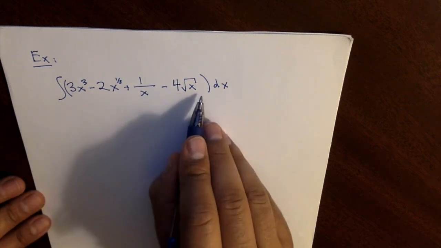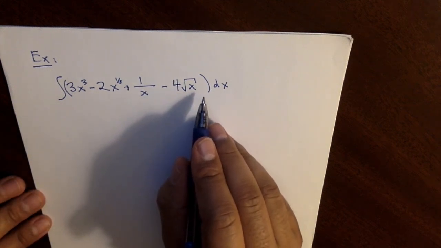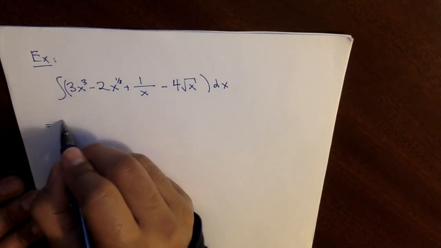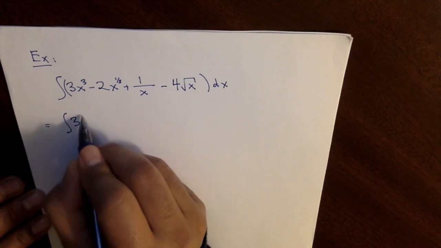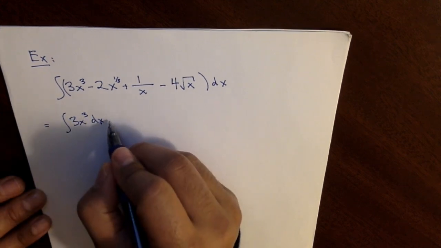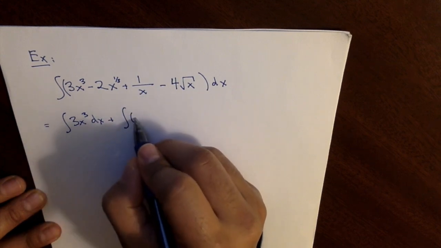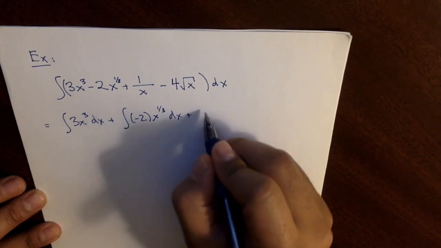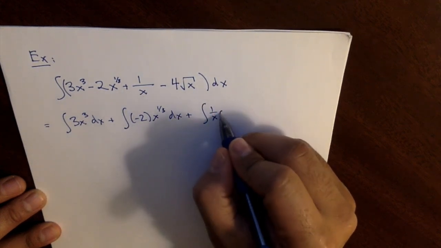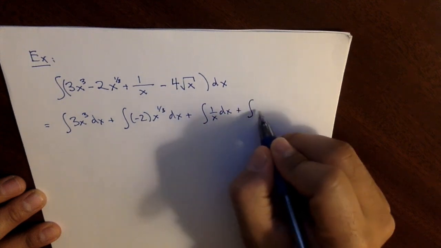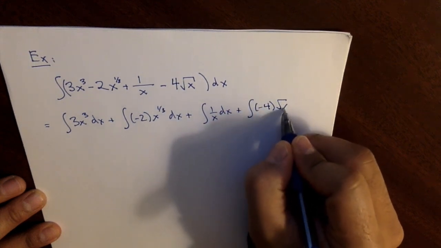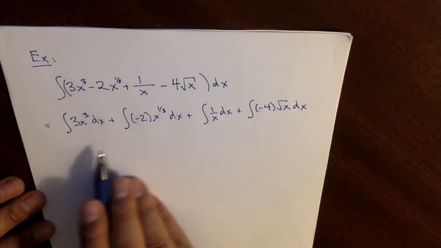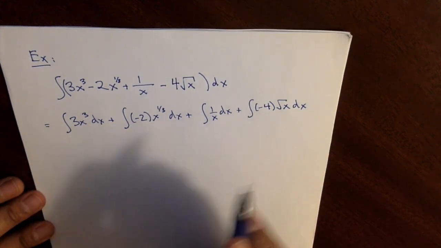Okay, so first off, let's just say how we can break up this expression using those first two properties of antiderivatives. So we can write this as the antiderivative of 3x cubed dx plus the antiderivative of minus 2x to the 1/3 dx plus the antiderivative of 1 over x dx plus the antiderivative of minus 4 root x dx. Okay, this is using the sum rule. Now we can pull out all these constants using the constant multiple rule.